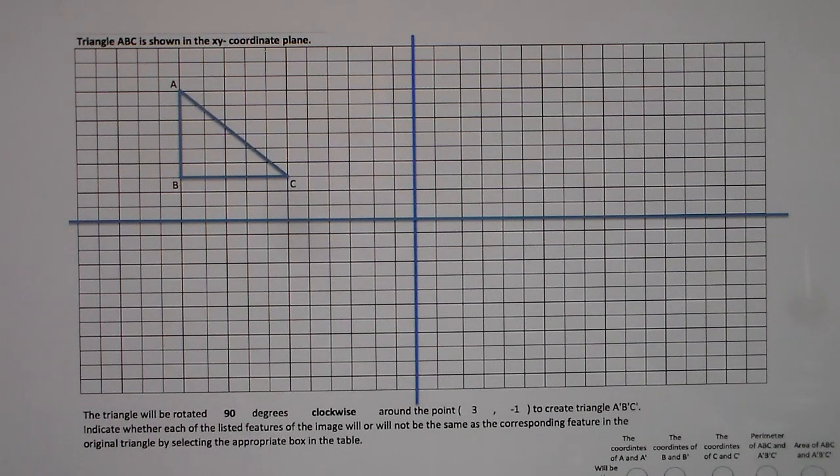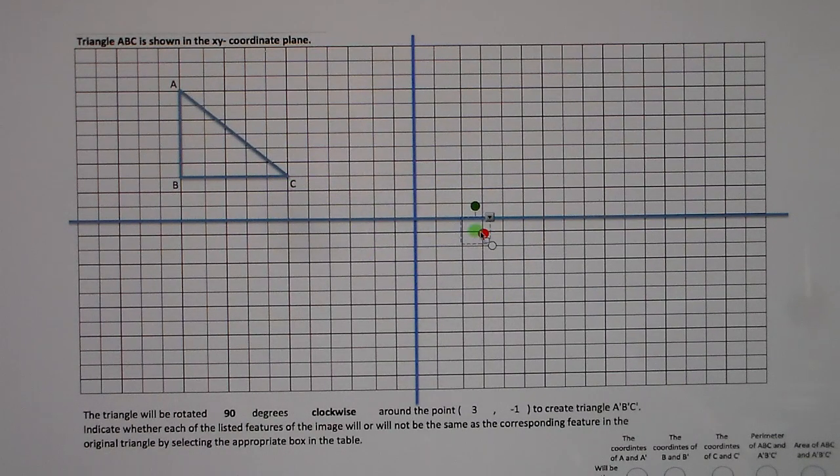Here's the next one. Let's do another. Center of rotation is at 3, -1. That's what we get right there. So 3 to the right, down 1. We gotta rotate this 90 degrees clockwise. So clockwise, you know, is like this, going around that way.